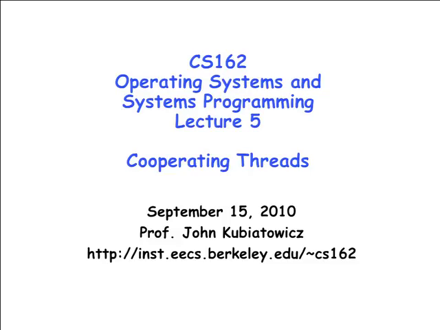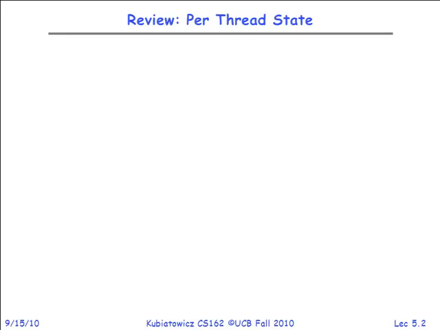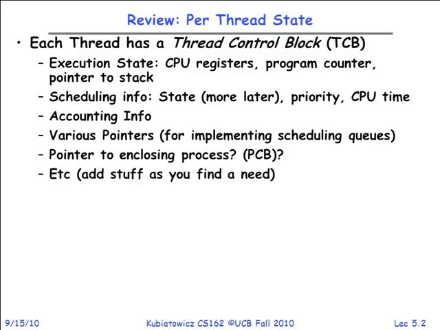So, last time we talked about threads and implementation, and one of the things we talked about was the state that's unique with threads. And there's a seat back over that way. Basically, threads have, for instance, CPU registers, program counter, pointers to the stack, all that sort of stuff. Scheduling info, which we're going to spend a lot of time talking about in a few weeks. Accounting info, pointers, so on. Maybe a pointer to the enclosing process.